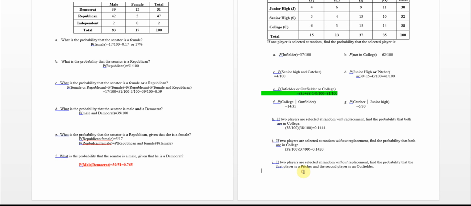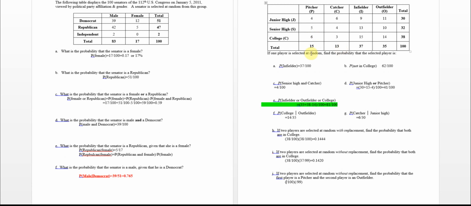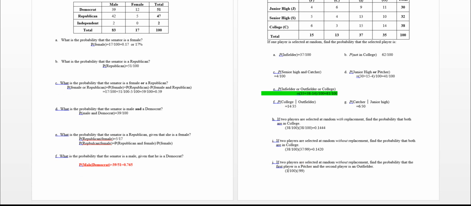All right, let's look at this last one. If 2 players are selected at random without replacement, find the probability that the first player is a pitcher and the second player is an outfielder. So I'm going to be careful about this. I have 100 players in the first fraction and only 99 in the second one. So I have 1 less person, so I'm being careful. In the first one, I need to be a pitcher, so I have to ask myself, how many pitchers are there? There's 15 of them, okay, 15 pitchers. And then I need an outfielder after that.